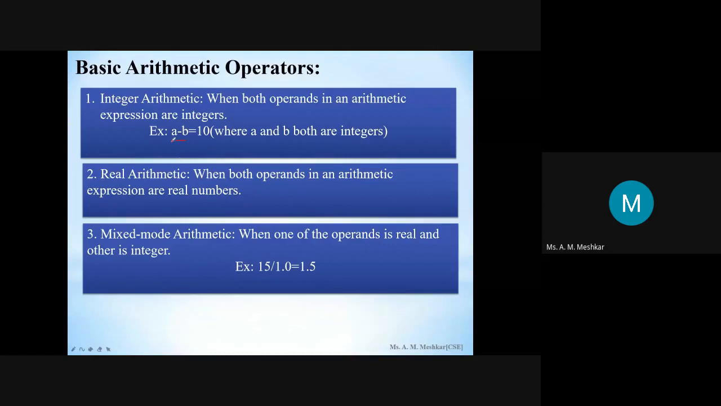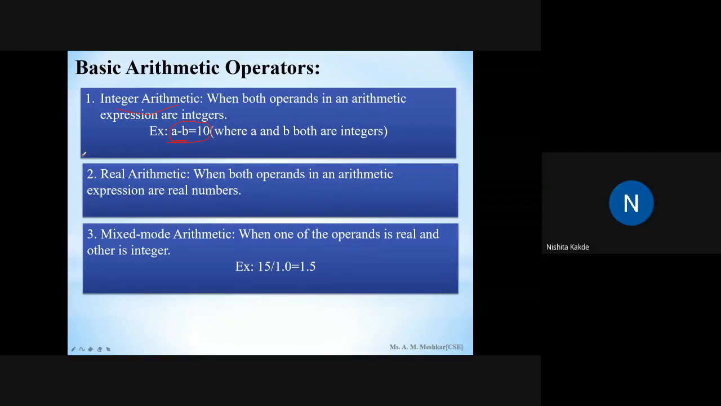Integer arithmetic expression, and such operation is known as integer arithmetic. So simply you can see here a minus b is equal to 10. Suppose a and b are both integers, then this can be called an integer expression, and it is integer arithmetic. Am I audible?